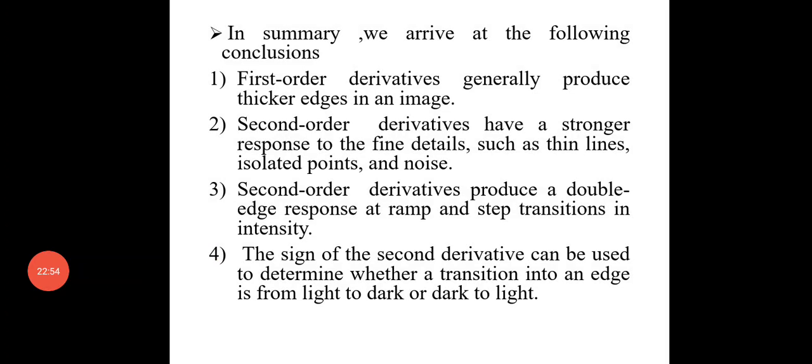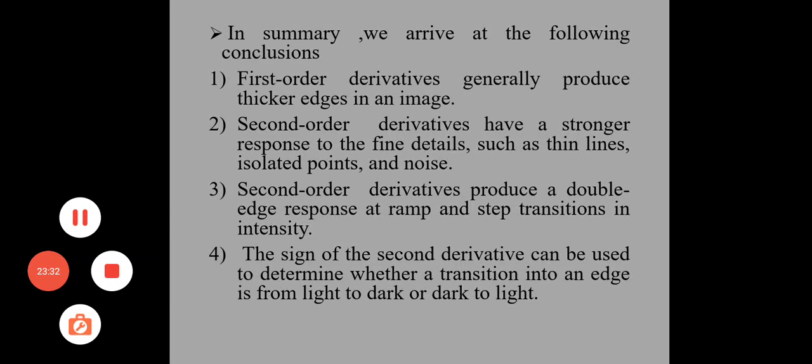In summary, we arrive at the following conclusions. First, first order derivatives generally produce thicker edges in an image. Second, second order derivatives have a stronger response to fine details such as thin lines, isolated points, and noise. Third, second order derivatives produce a double edge response at ramp and step transitions in intensity. Fourth, the sign of the second derivative can be used to determine whether a transition in an image is from light to dark or dark to light. This is the conclusion we arrive at from the above topic.